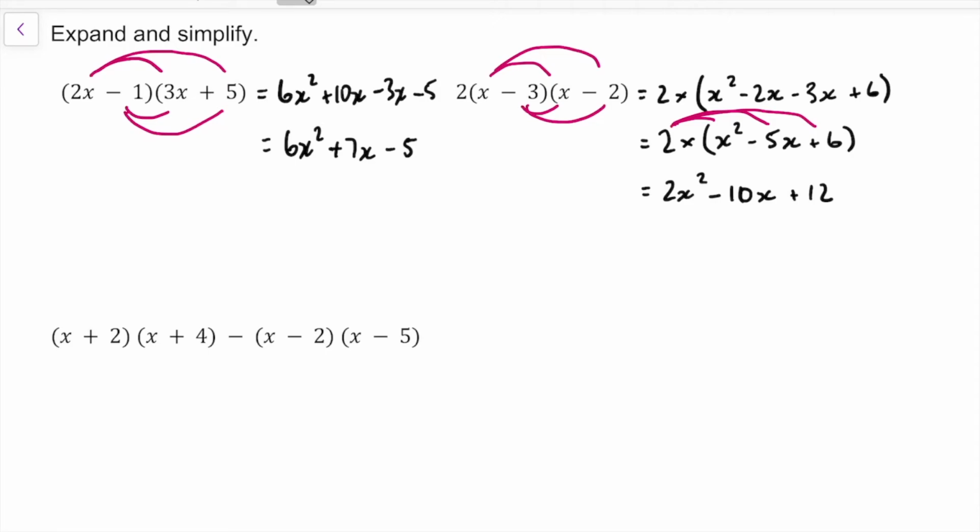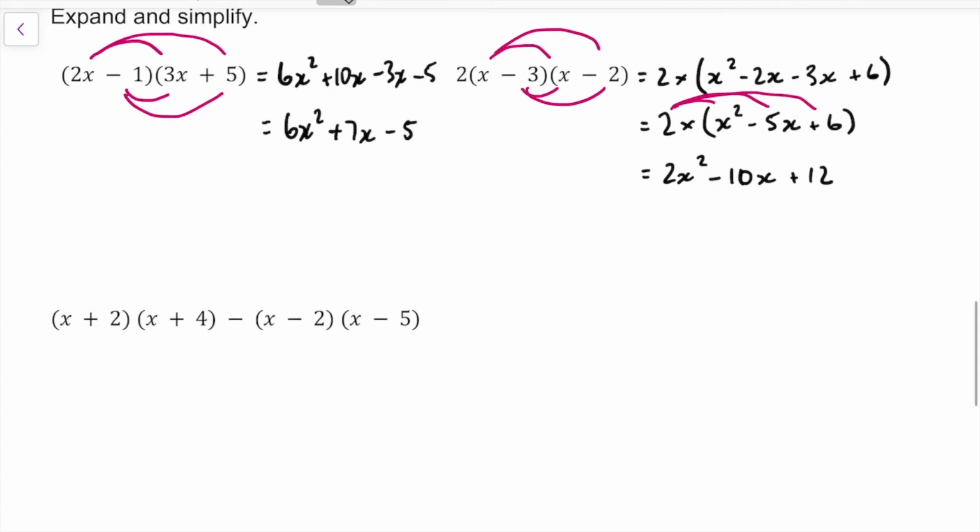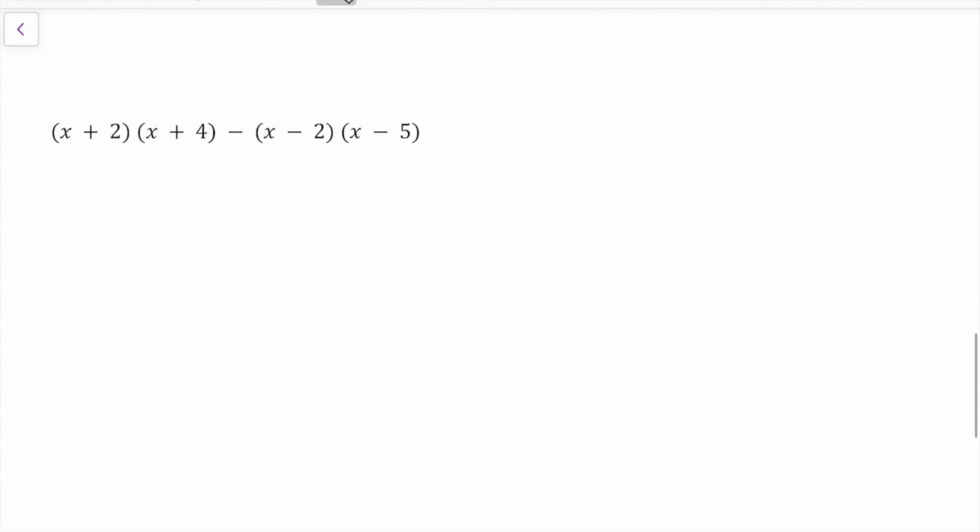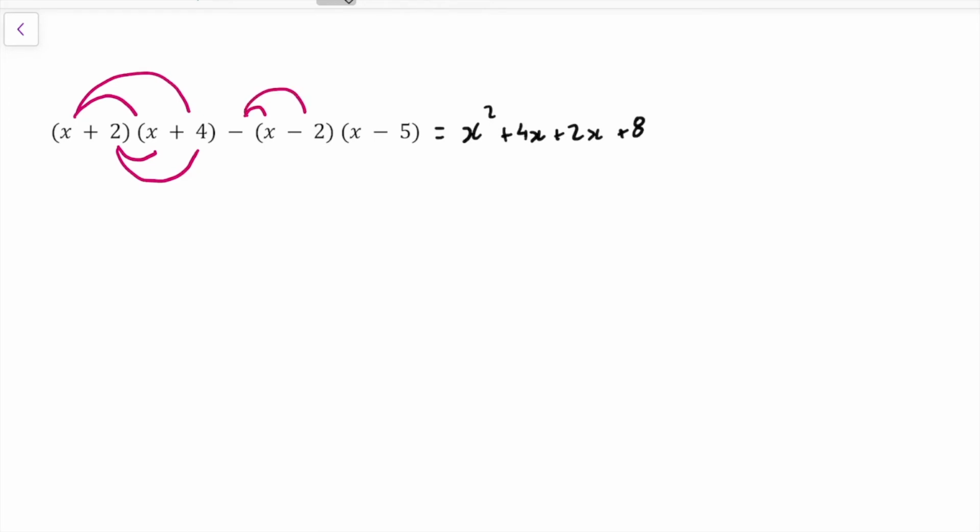Last example is a nice big one. This one's going to be quite interesting, so I'll move this one to the top. And we're just, as I said, doing it a piece at a time. So we're going to distribute across these brackets first. So I'm going to have x squared plus 4x plus 2x, and then 2 times 4, well, that's going to be 8. Now I'm going to multiply across these ones.